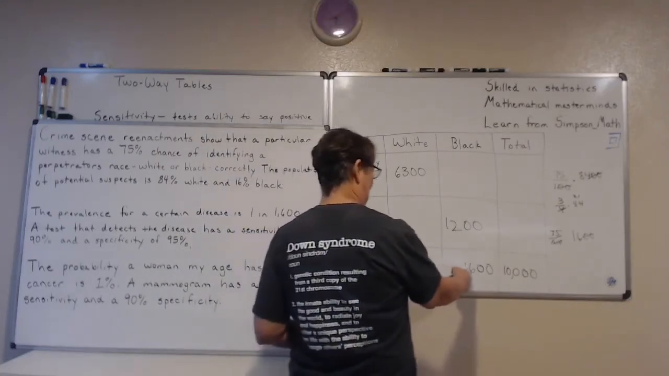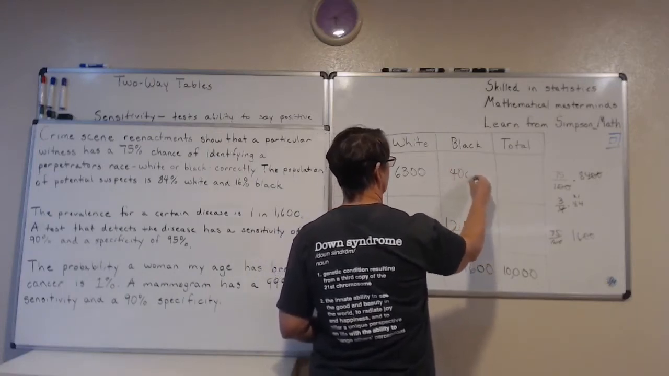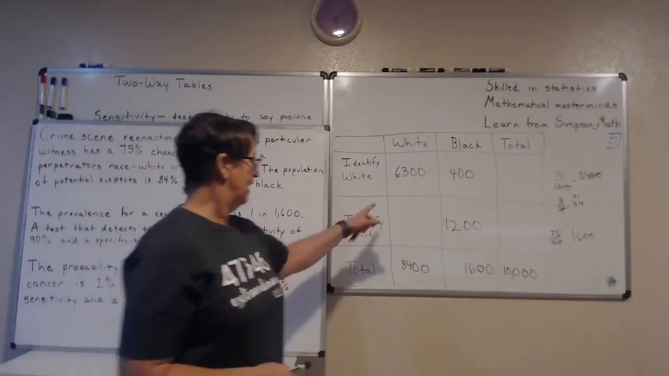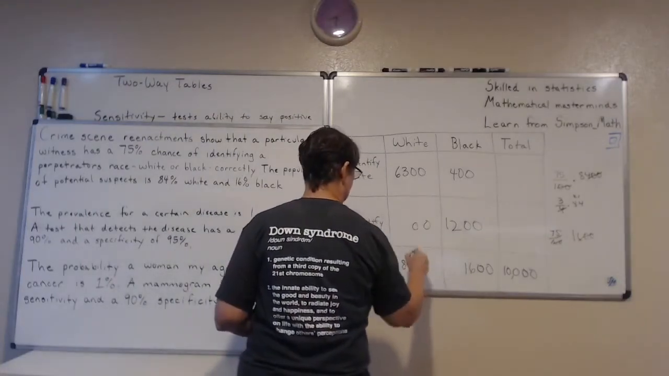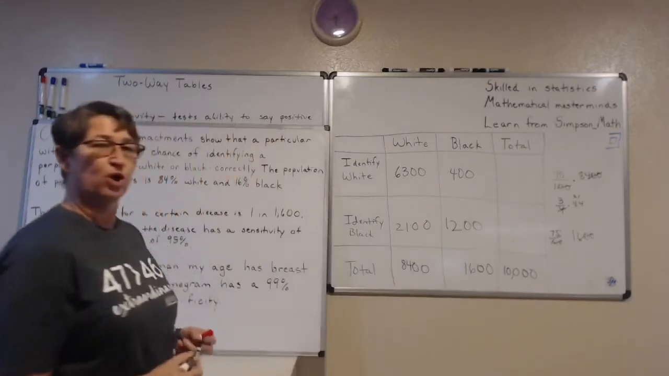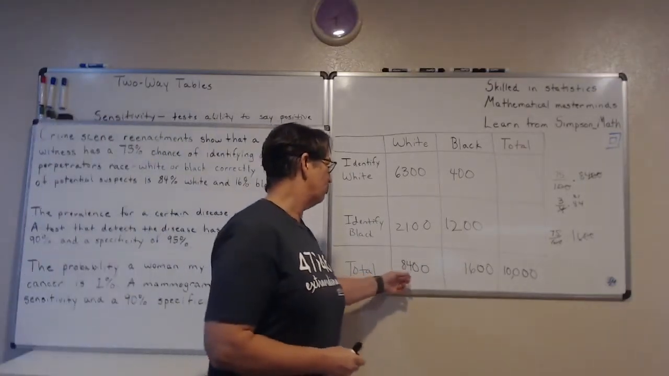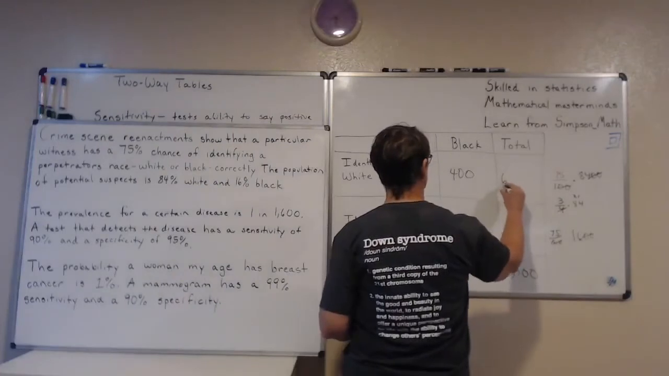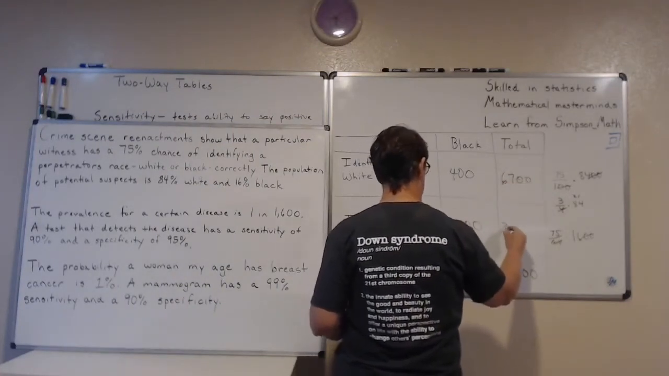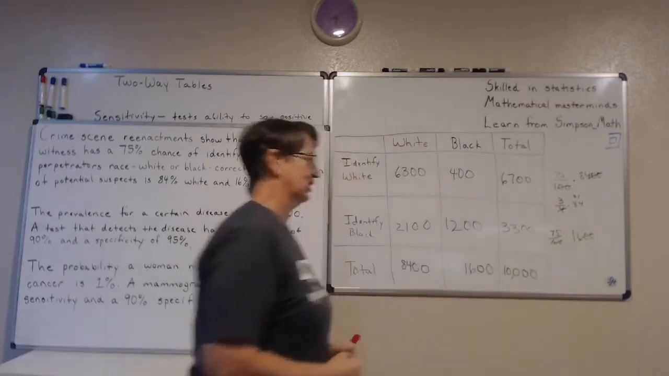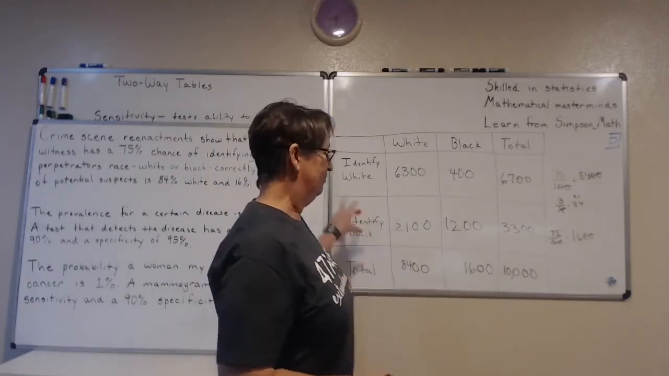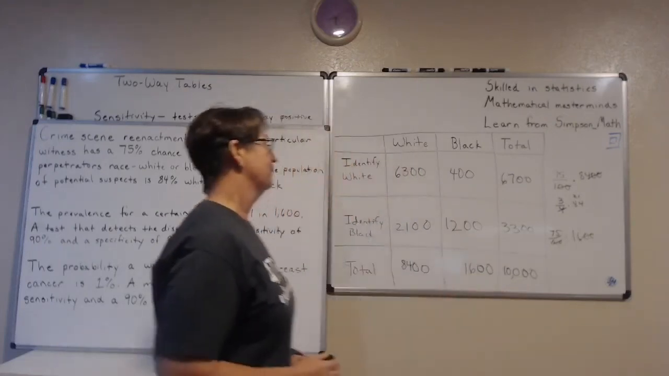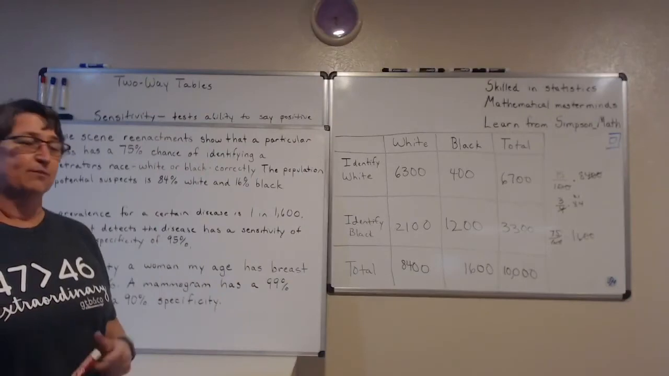So here, if I subtract that, I get 400 blacks that were identified as white, and 2,100 white people were identified as black, and now I'm going to add across to fill it in. So 6,700 and 3,000 people that direction. Now, if I've done it all correctly, every column and every row should add up. So this should add up to be that 10,000. And we've created there our two-way table.